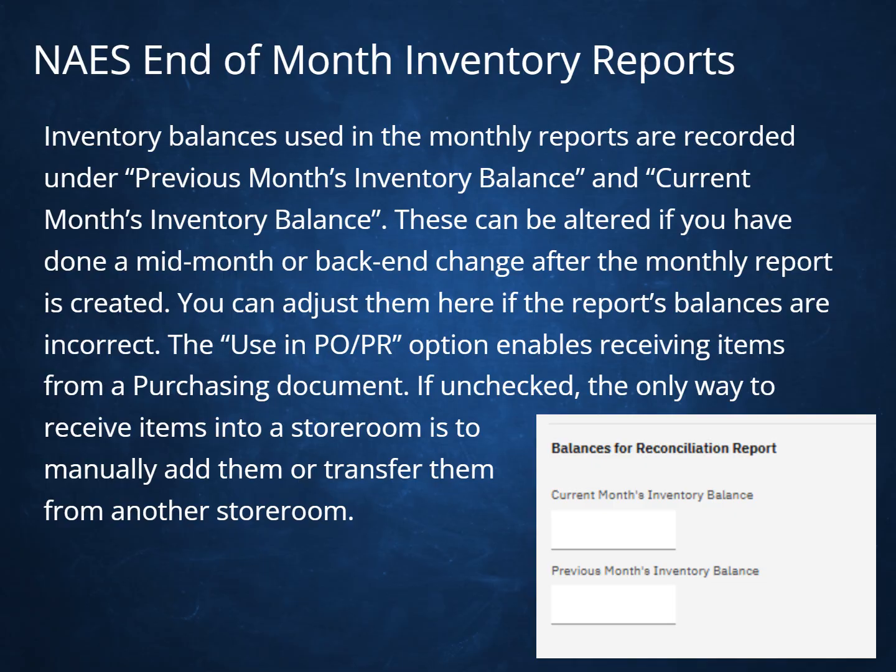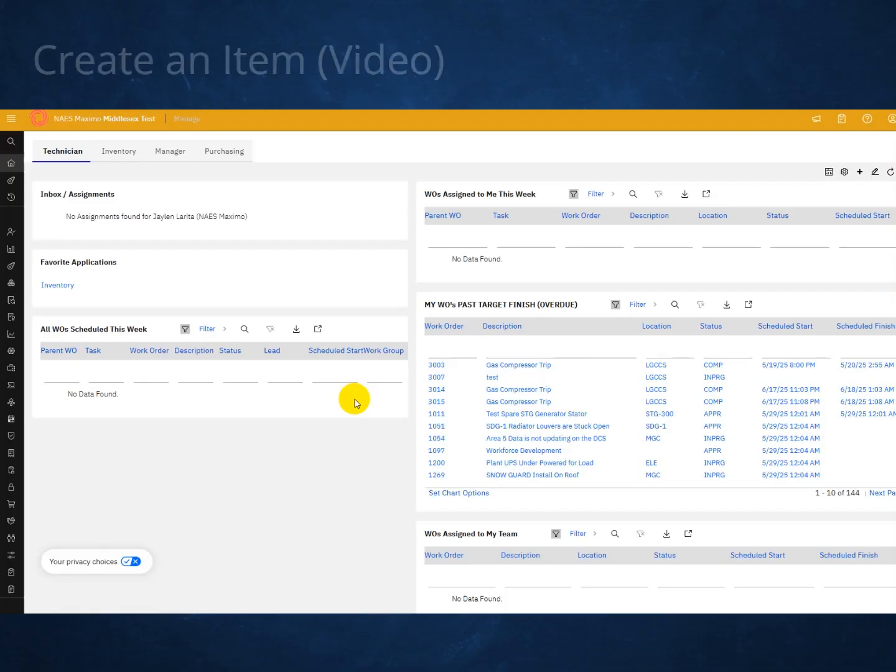The Use in POPR option enables receiving items from a purchasing document. If unchecked, the only way to receive items into a storeroom is to manually add them or transfer them from another storeroom. Start by navigating to the Item Master application.